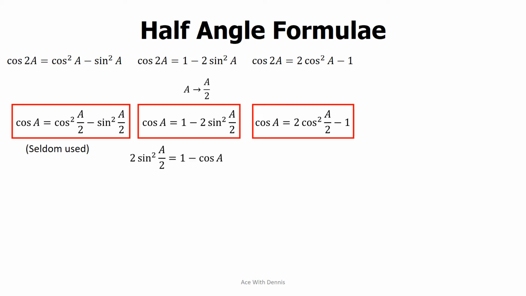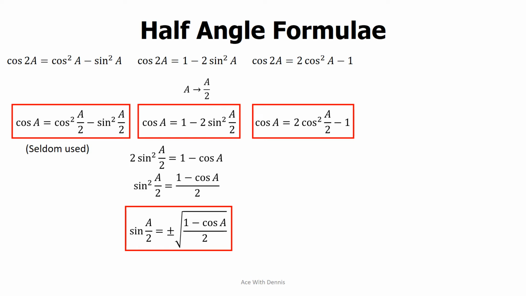Because you can see how we do it. For the second formula, we make sine A over 2 the subject. So it becomes 2 sine square A over 2 equals 1 minus cosine A, where sine square A over 2 equals 1 minus cosine A over 2. And then we square root both sides. It becomes sine A over 2 equals plus minus square root of 1 minus cosine A over 2. So this is the half angle formula for sine function.